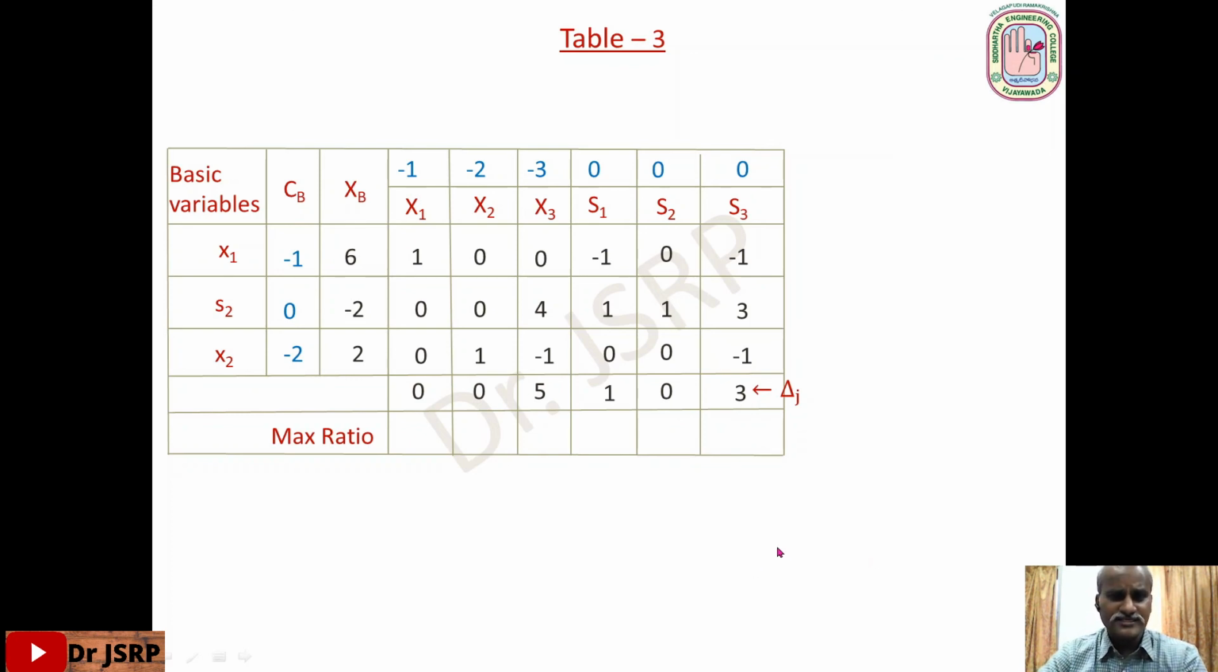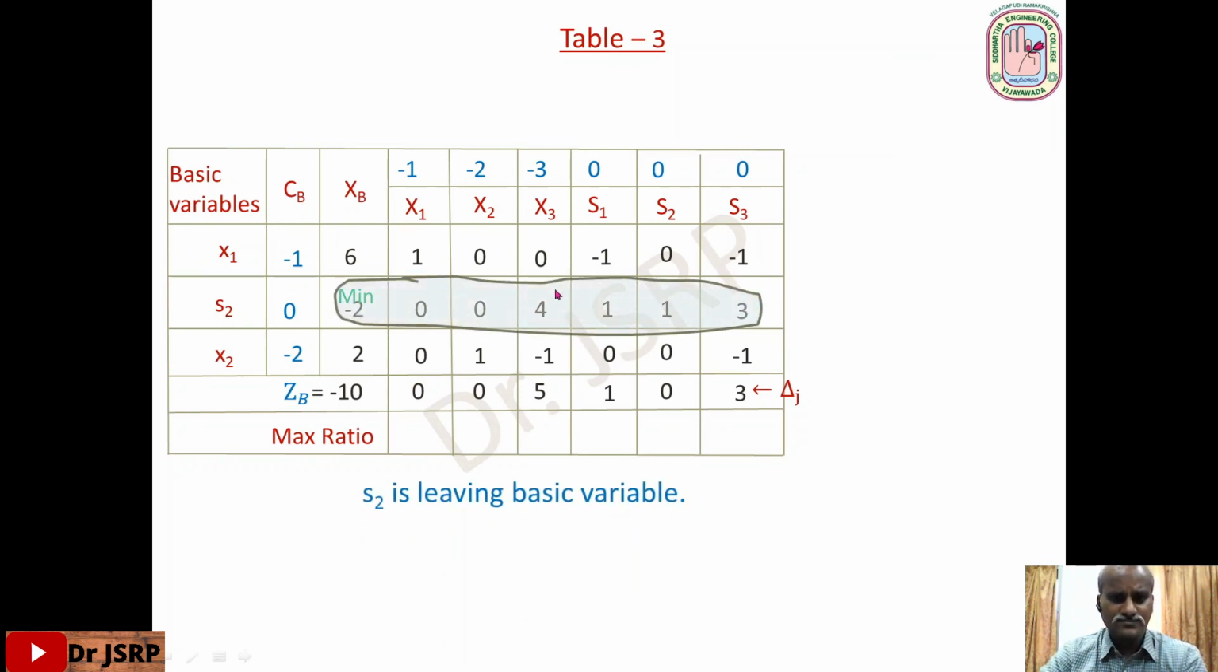Now verify the optimality condition. Before that, what is the objective function value here? CB XB: minus 1 into 6 plus 0 into minus 2 plus minus 2 into 2. That is minus 6 minus 4, minus 10. So now the optimality condition is not satisfied since one of the values in the solution is negative, itself the minimum value. The corresponding variable S2 is the leaving basic variable. Circle this.